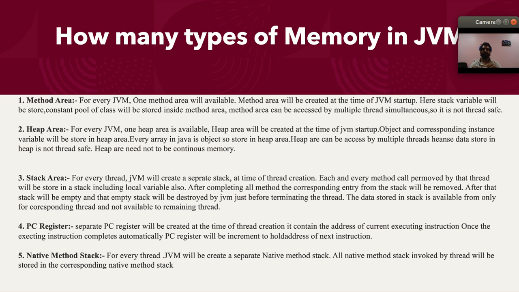So all native methods invoked by a thread will be stored in a corresponding native method stack, right? So these are basically the five memory areas for a JVM.